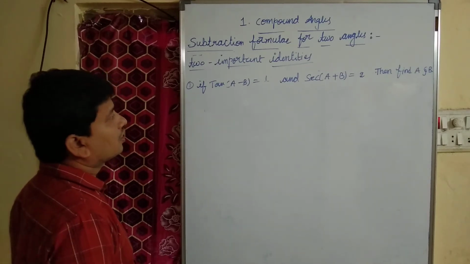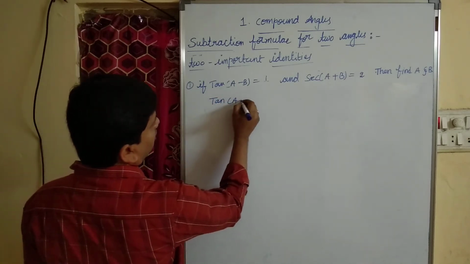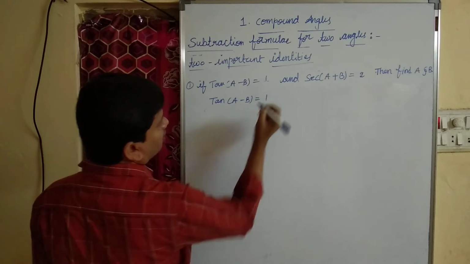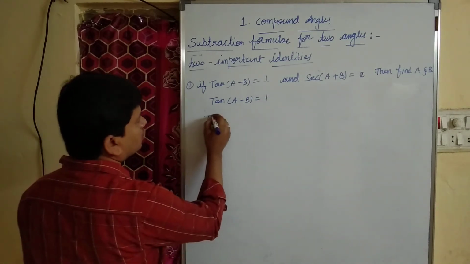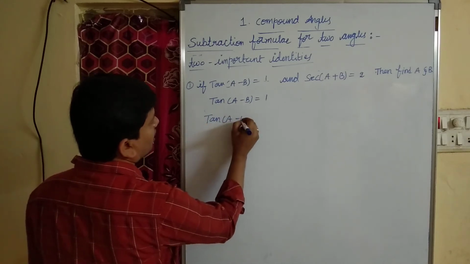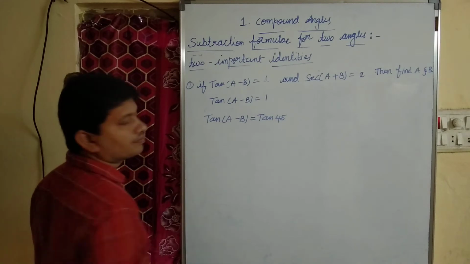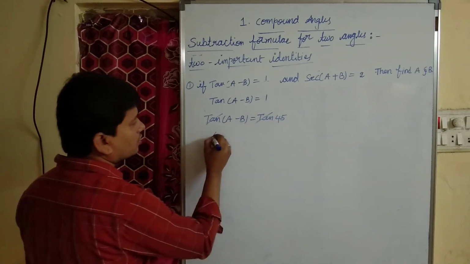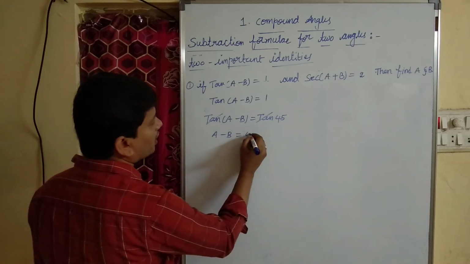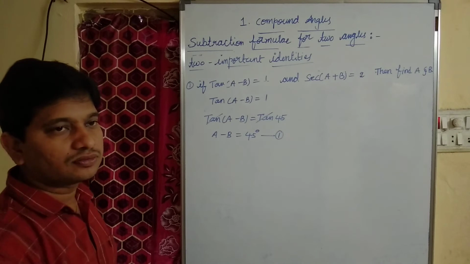So tan of A minus B equal to 1, right? We know that tan 45 value is 1. So tan of A minus B equal to tan 45 degrees. Okay, tan gets cancelled. So A minus B equal to 45 degrees. This is our equation number 1.